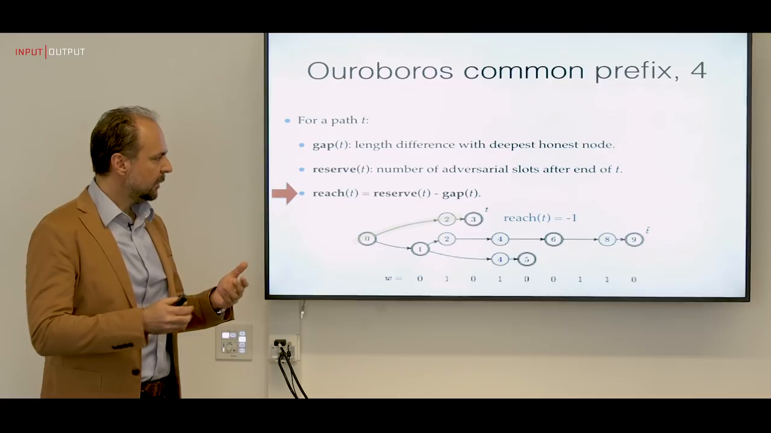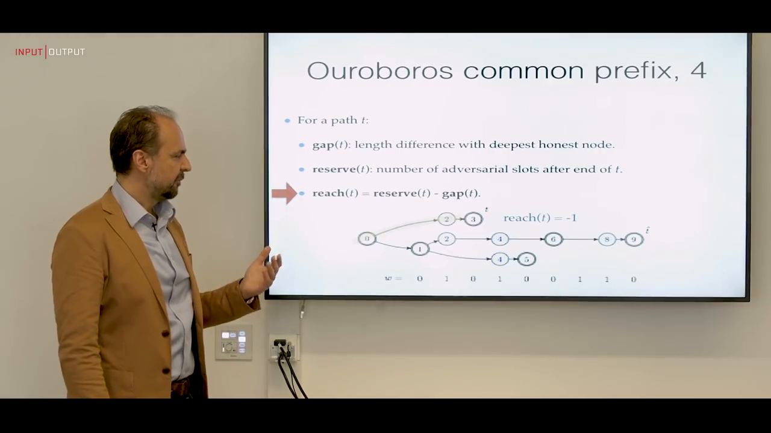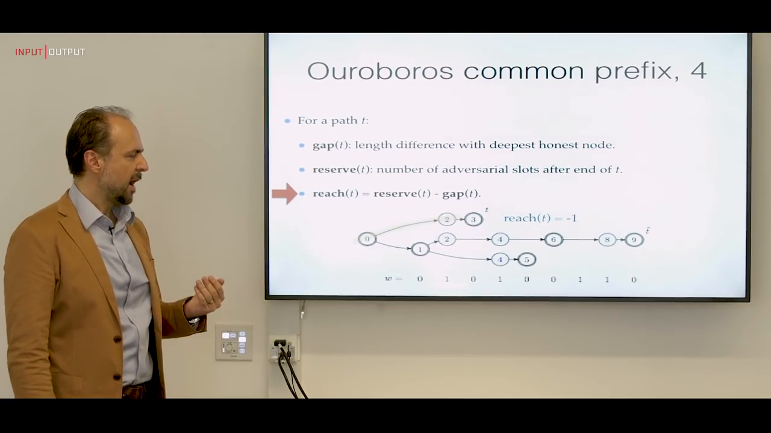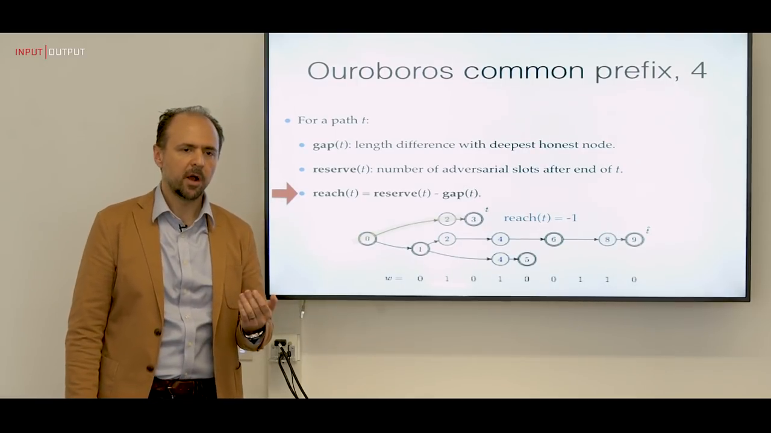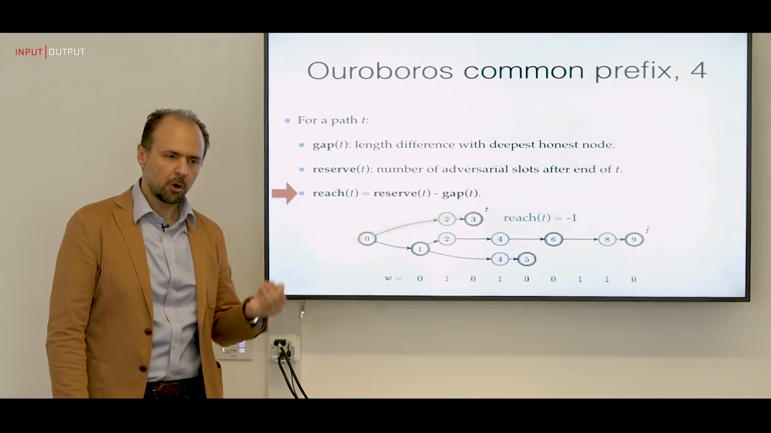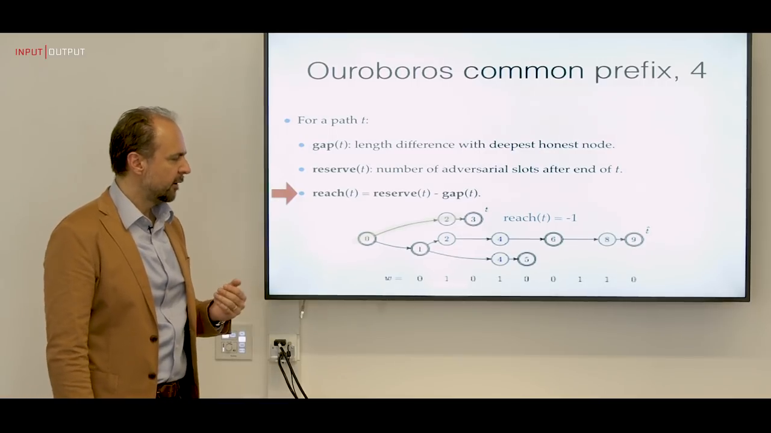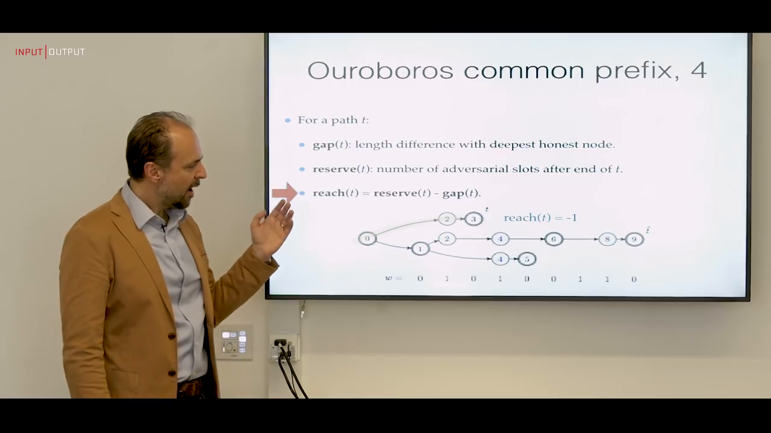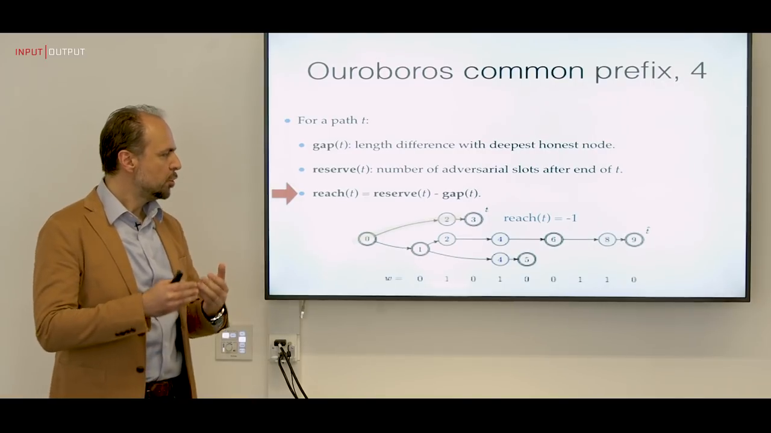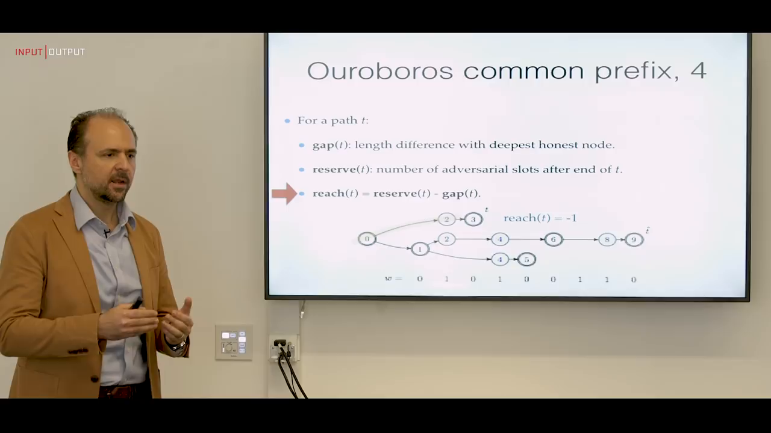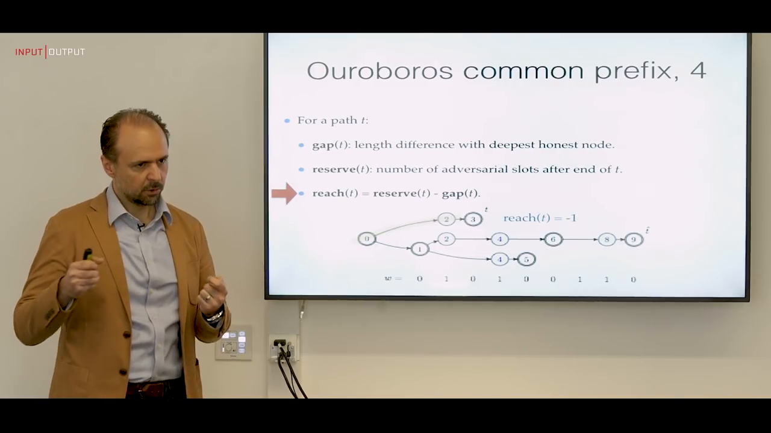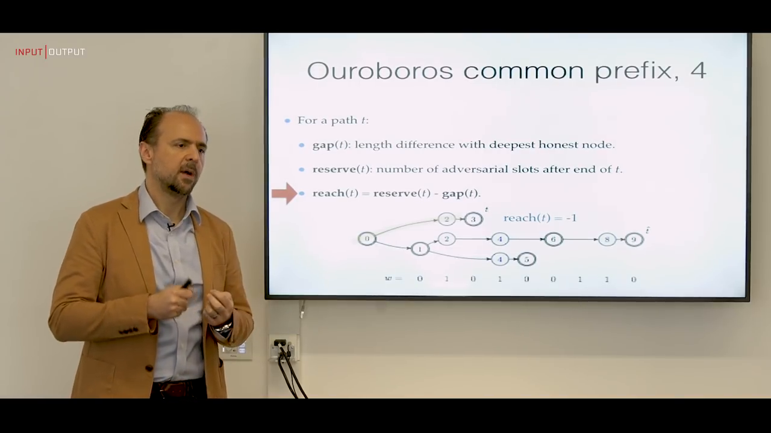And finally, you subtract gap from reserve to say what is the reach of that specific path. So that path here has reach minus 1, which represents the fact that it's a bit too short by 1 to win over the leading path. So if we are in such a situation and you are an honest node that follows the longest chain rule, you will not be fooled by the adversary and adopt the top branch. You will follow, using the longest chain rule, the branch that was extended by the player at slot 9.